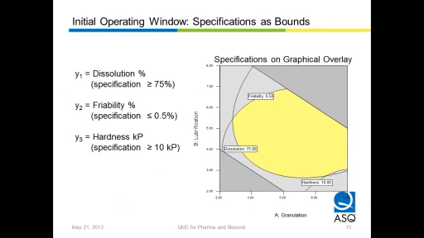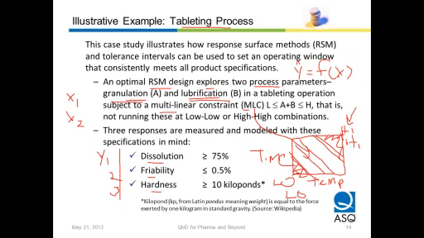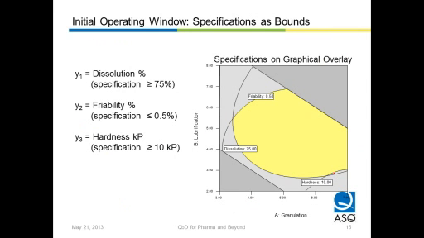All right, well let's move on then, and let's take a look at the initial operating window for this tableting process. So as I mentioned, we applied these multiple linear constraints, or MLCs, to block off the high combinations over here in the upper right corner, and also the low combinations have been blocked off as well, so that we didn't even do any experiments in this region.